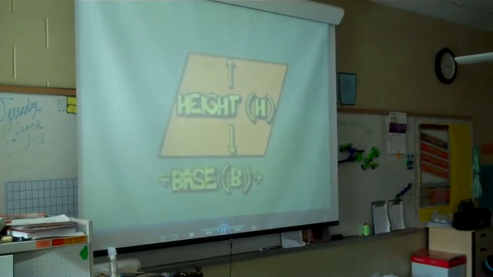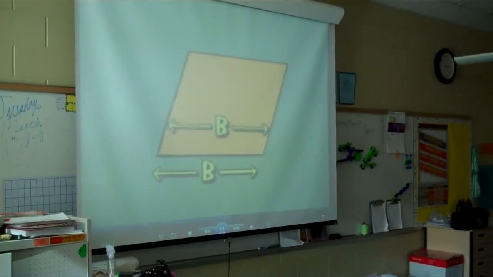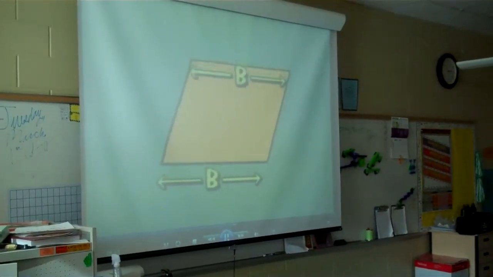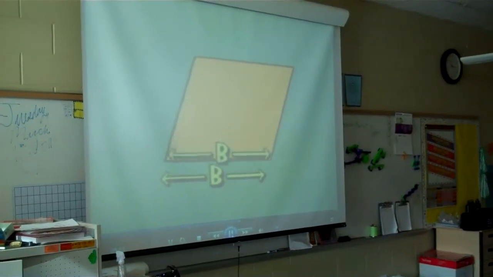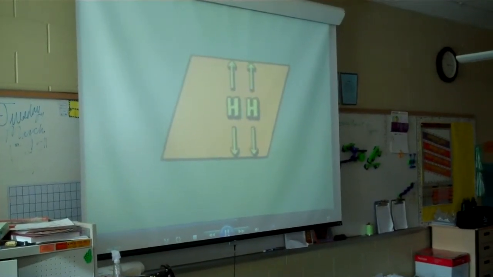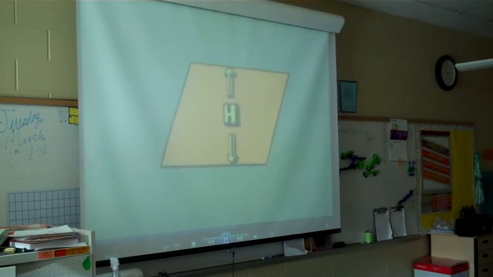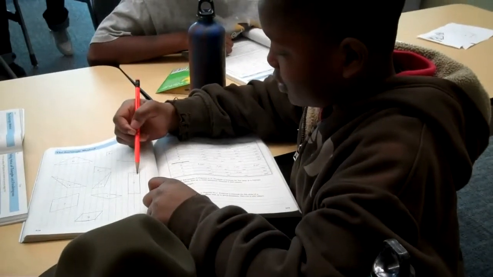The distance between the top and the base. So as you can see, the base always remains the same, and the height always remains the same. So now we know how to measure the base and height of a parallelogram. 1, 2, 3, 4, 5, 6.